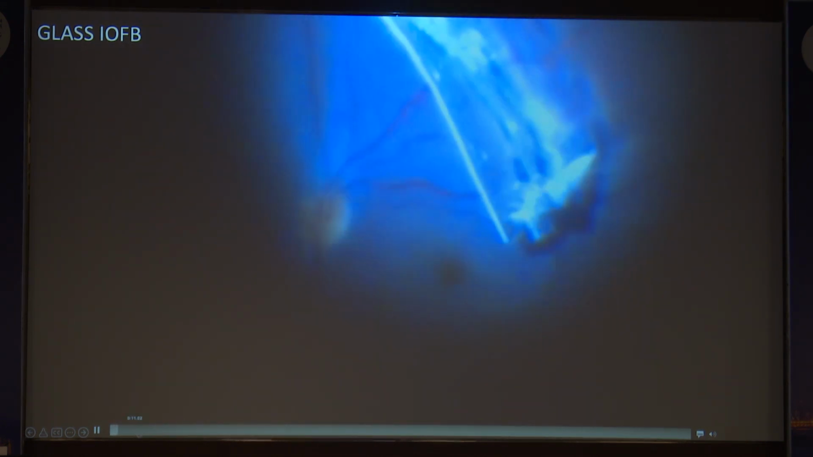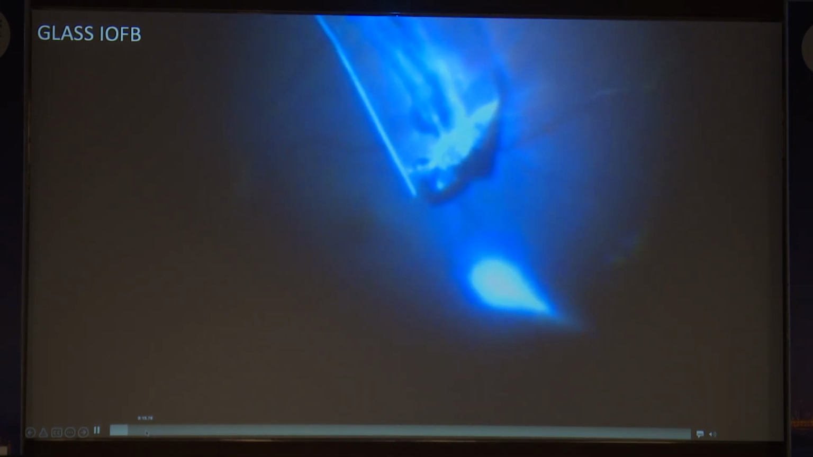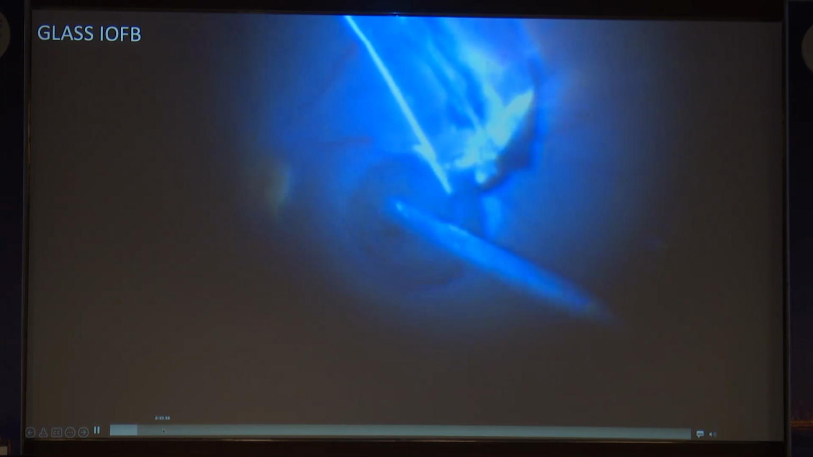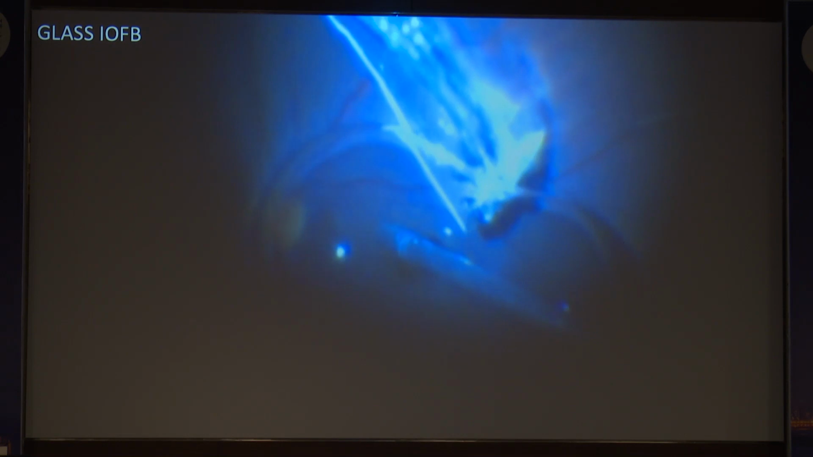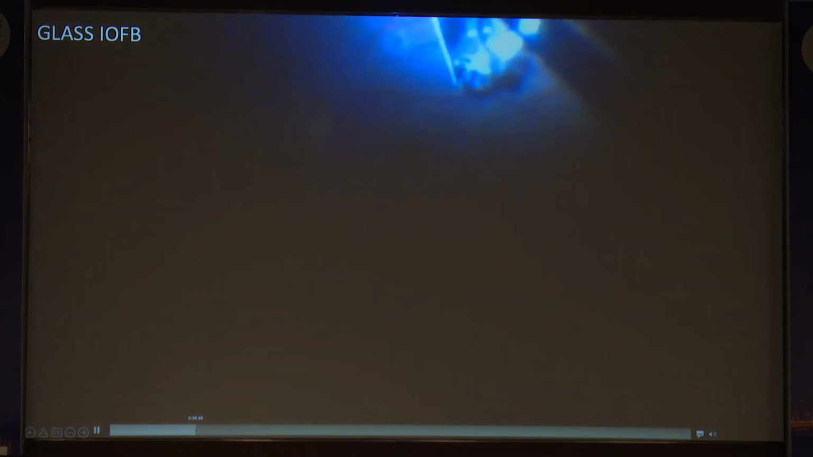So this is a large glass foreign body. Initially I wanted to protect the posterior pole because it was such a large, irregular, serrated foreign body. So I tried to put PFCL to protect, but somehow the PFCL was pushing the foreign body and going all over it. So that didn't really help. So I removed the PFCL. Then I tried, sorry, I'm just fast forwarding a bit.